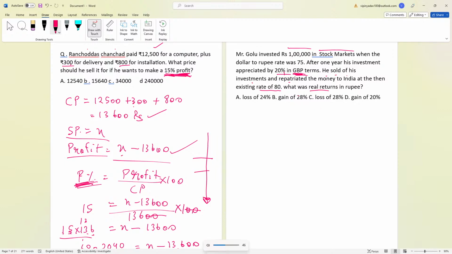So now let us see over here, everybody. Here we have Mr. Golu, who invested 1 lakh rupees in the stock market. Is it not like that? So 1 lakh is the money that he invested. Now, okay, gain of 20% by Karthik. That is great. Now, here we have 1 lakh rupees in the stock market.